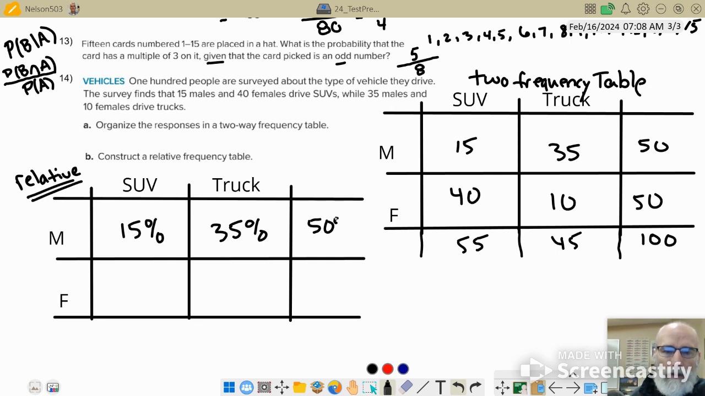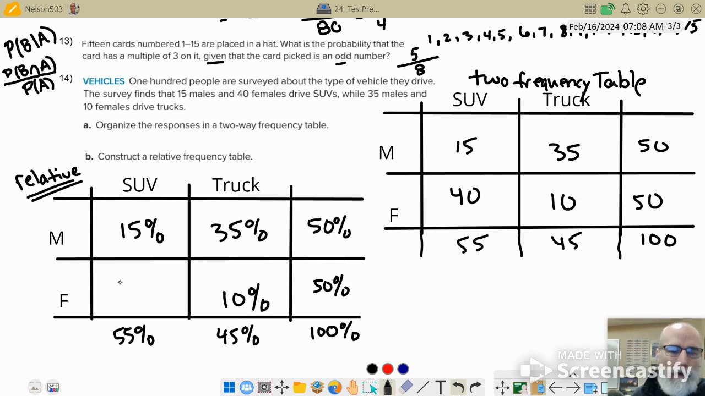So we got 50% males, 50% females, 45% drive trucks, 55% drive SUVs. This has to be 100% over here, right? So this is really easy if 100 shows up as the total.